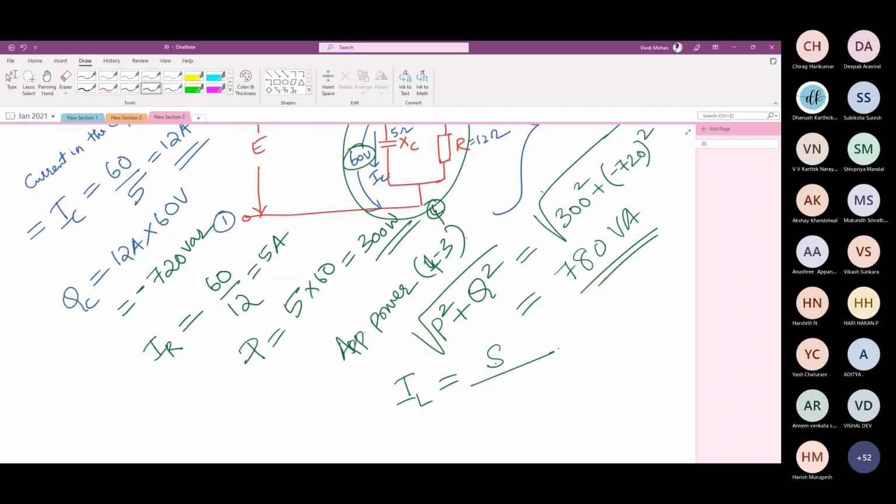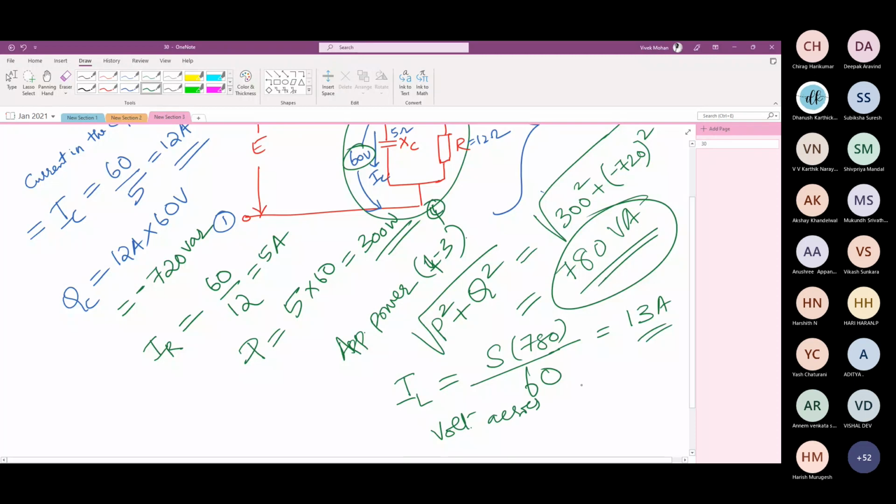Suppose I am taking here 780, because this is 780, right? Divided by what should be the value? 60. Okay. So now I am getting 13 amps. But 13 amps is what is flowing through the reactance. Now, suppose I want to find the voltage across the reactance.